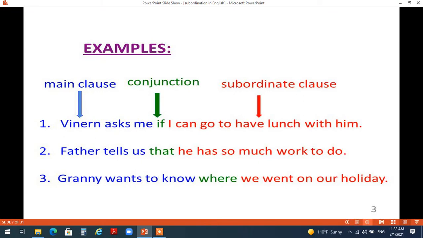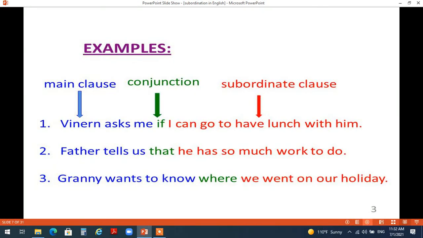In example number 2, father tells us that he has so much work to do. Here we have used that as a conjunction to connect between these two clauses. So, that he has so much work to do, this will be the subordinate or the dependent clause, while the first clause, father tells us, this will be the main or the independent clause.